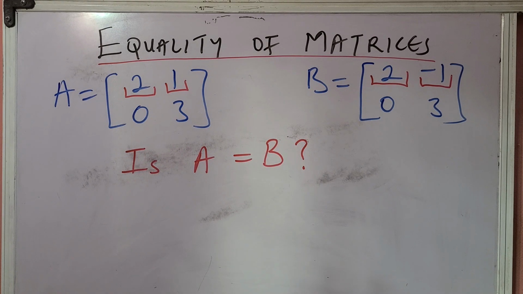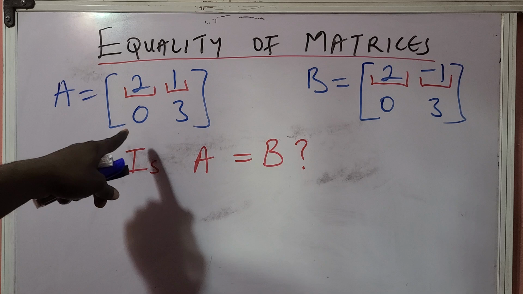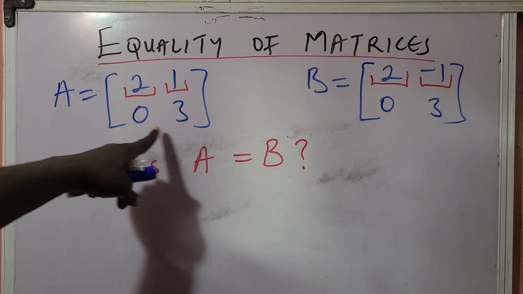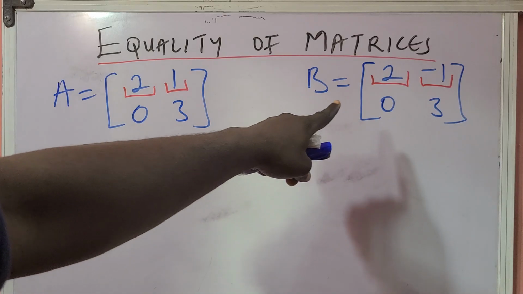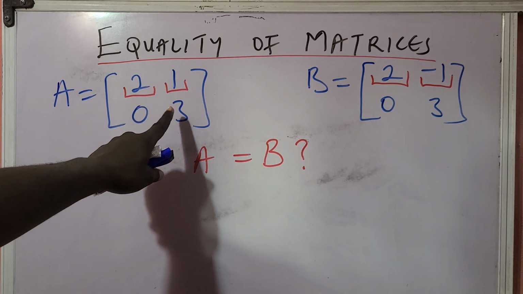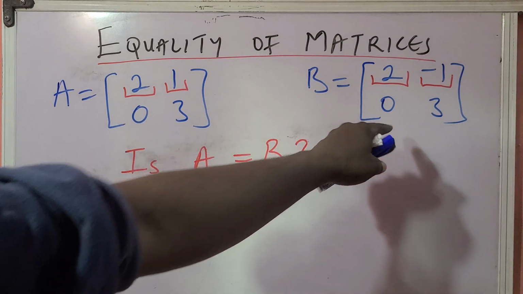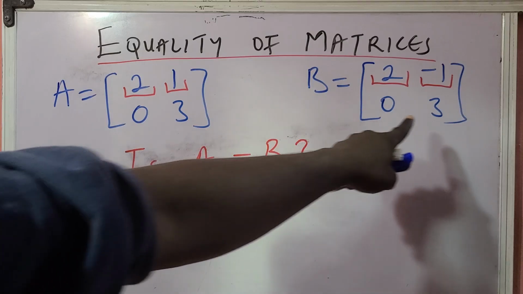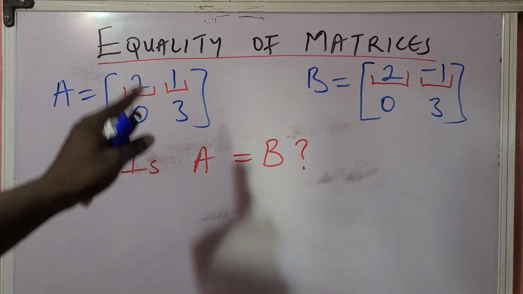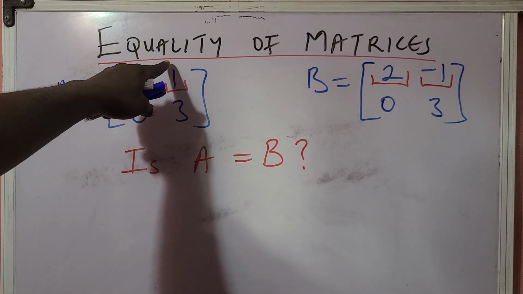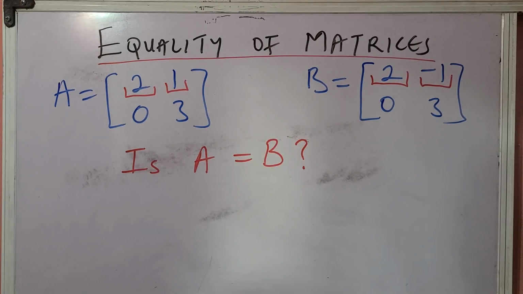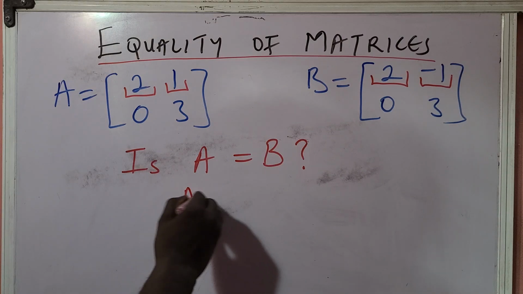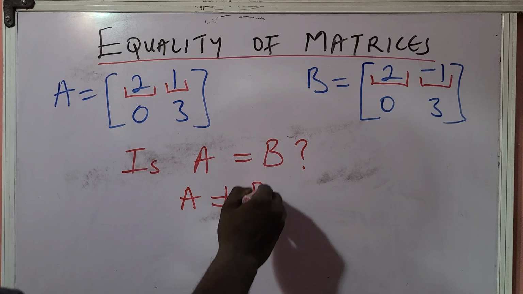cannot be defined as being equal. So you can see here that row 2, column 1 is 0 here, and row 2, column 1 is 0 here. Even though row 2, column 1 is the same here, and row 2, column 2 is the same here, the fact that you've already had row 1, column 2 not being equal means we would say A is not equal to B.